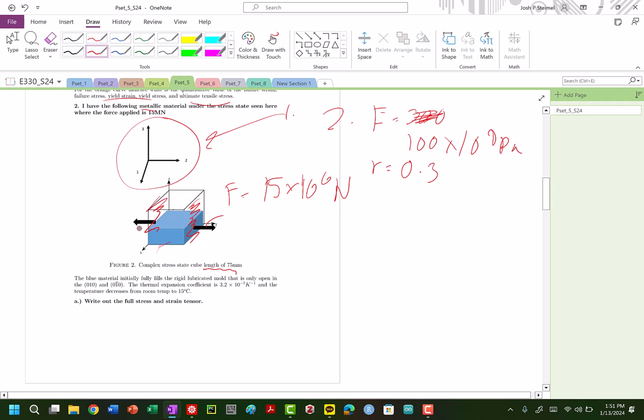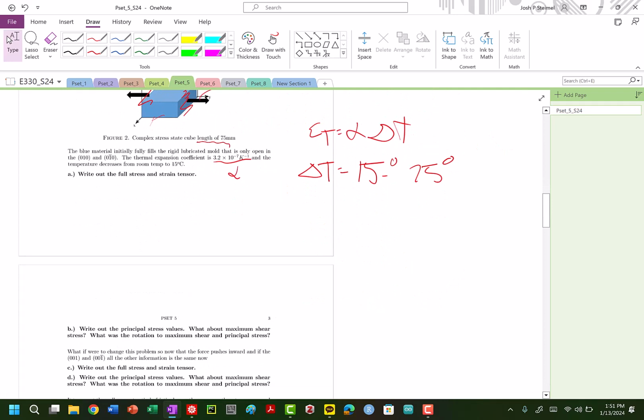So it's open there. The thermal expansion coefficient, which means our alpha, and we know that our thermal strain is equal to alpha times delta T, is this, and the temperature decreases from room temperature of 25 C to 15 C, so the change in temperature is the final temperature, 15, minus the initial temperature in degrees C, which is 25, room temperature. Write out the full stress and strain tensor. All right, let's get at it.